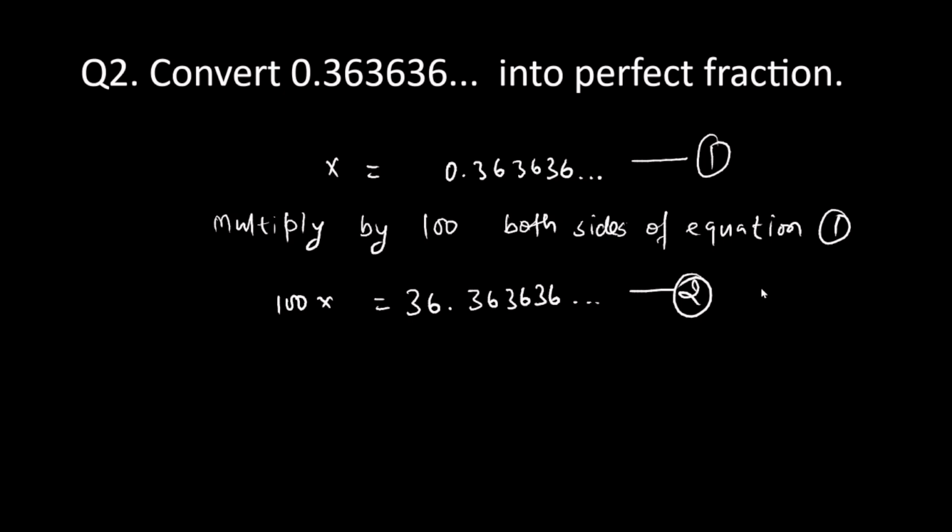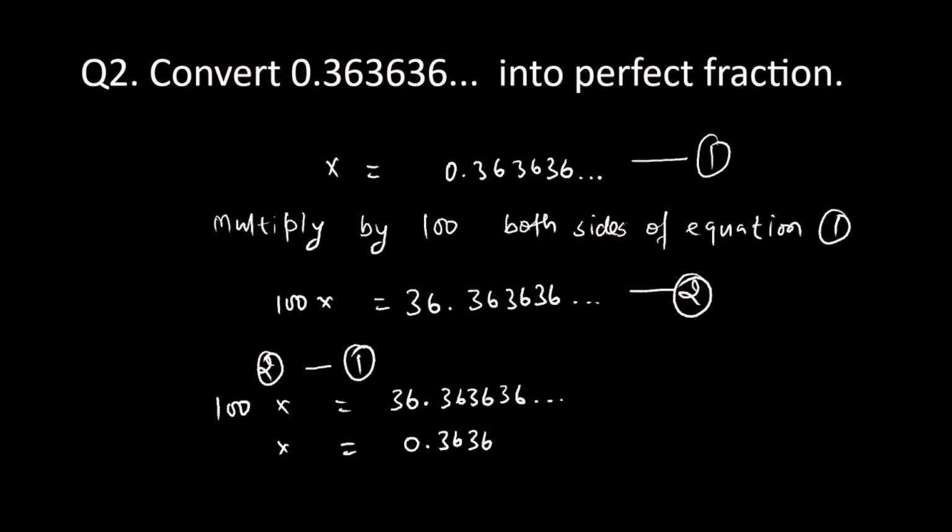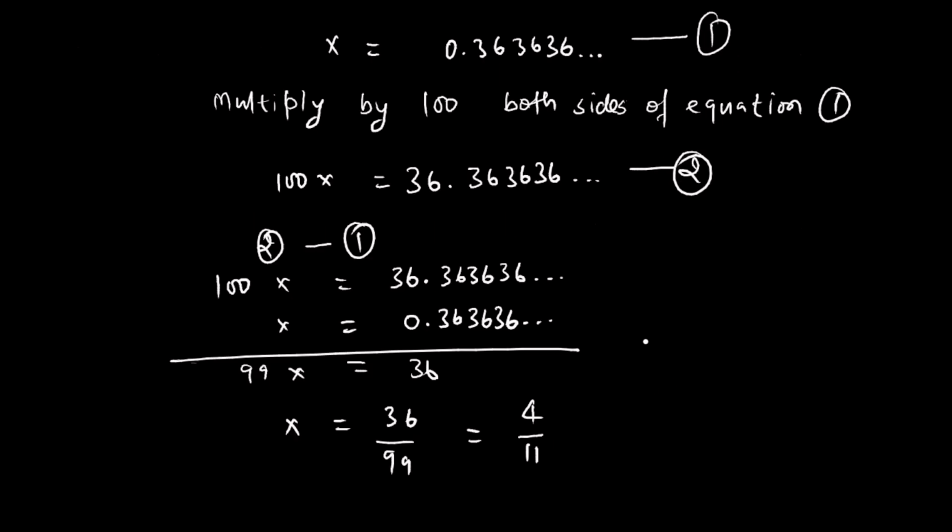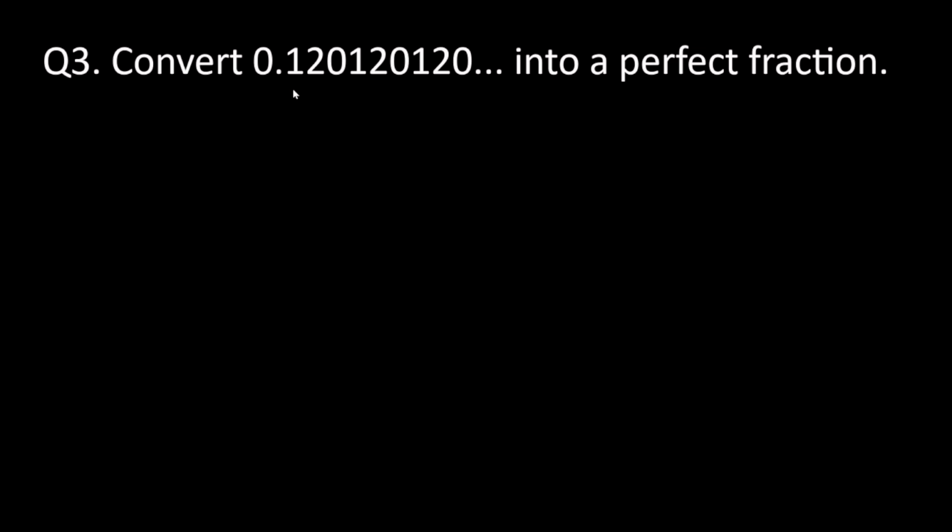So let's get rid of repeating 36. For that, we subtract equation 1 from equation 2. So we have 100x is equal to 36.363636, and our first equation is x is equal to 0.363636. As we subtract them, we get 99x is equal to 36. Let's solve for x.